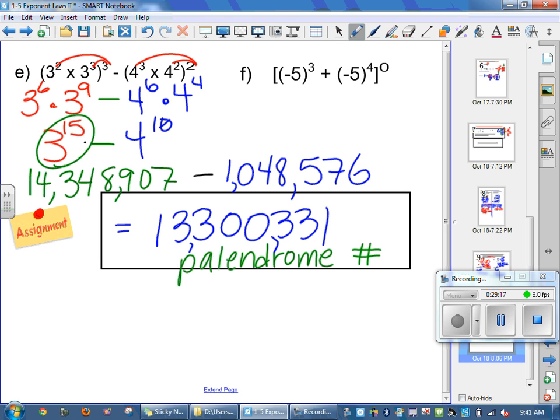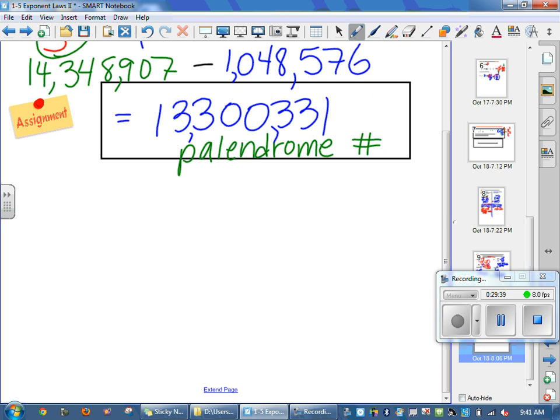Yeah? Now what do you know about letter F? What do I have on my exponent there? It's a 0. So what's my answer automatically? It's a 1. Good. Okay, I have one question that I want you guys to do. Okay, you guys try this one on your own. 6 times 7 squared plus 3 to the 8 divided by 3 to the 6 all cubed.